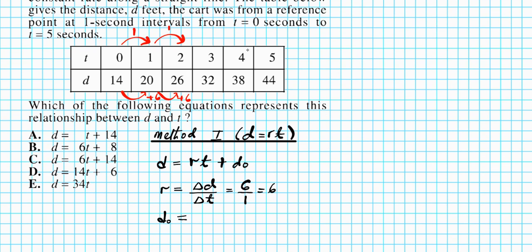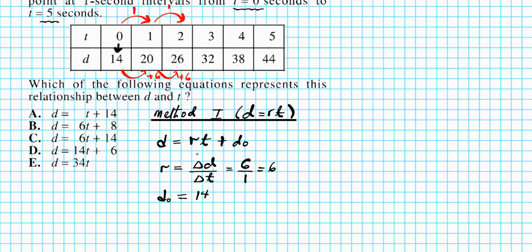Now the initial distance is where you started from at t equals 0. For this problem, we're going from t equals 0 seconds to 5. So our initial distance is what the distance was on the table when t is equal to 0. When t was 0, the distance was 14. So d sub 0 is 14. Now we put these pieces together in the equation: d equals the rate, which is 6, times time plus the initial distance of 14. We can clearly see that our answer is option C.